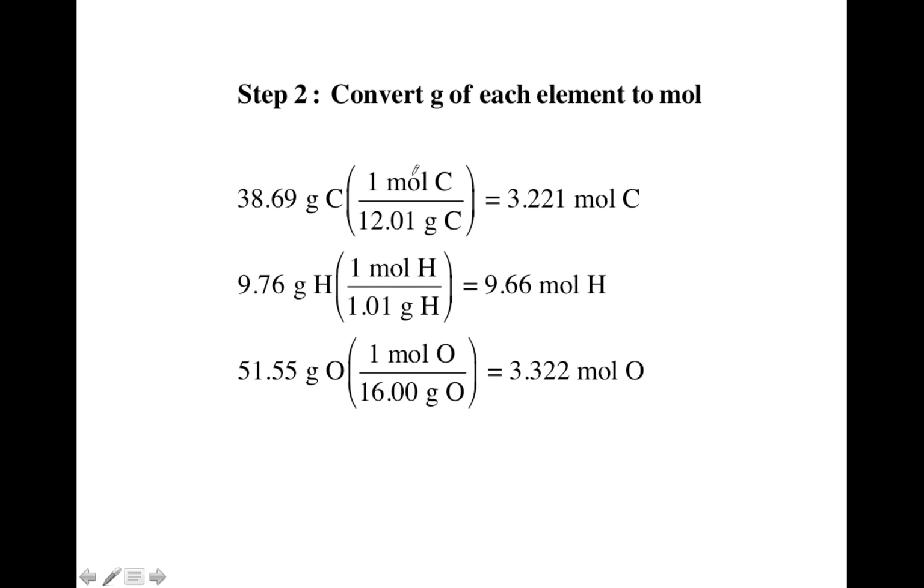Step two, convert grams of each element to moles. So from the previous slide, we knew the grams of carbon, hydrogen, and oxygen. We're going to divide by the molar mass of each to figure out the number of moles of carbon, hydrogen, and oxygen, relative number of moles in the compound.